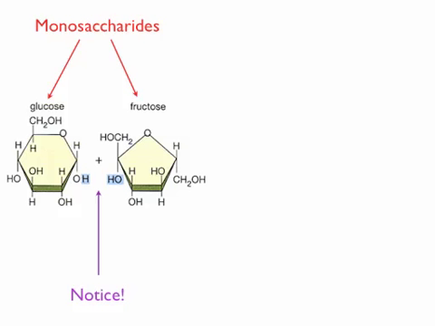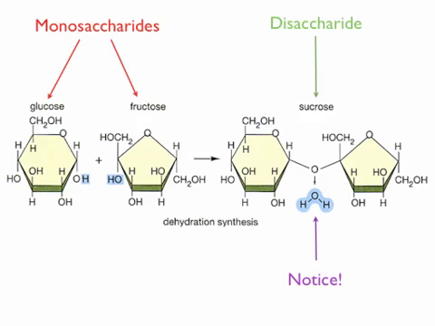When we have a simple sugar like glucose, we call it a monosaccharide. Fructose is another monosaccharide. And what I want you to notice is that each monosaccharide has the components of water molecules built into them. So by doing some chemistry called a dehydration synthesis, we can actually join 2 monosaccharides into a disaccharide. In this case, it's called sucrose. The result is a water molecule.